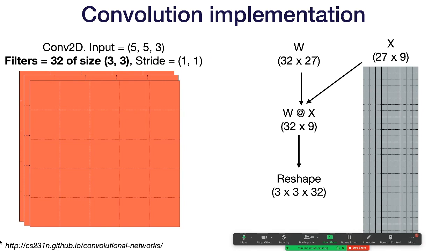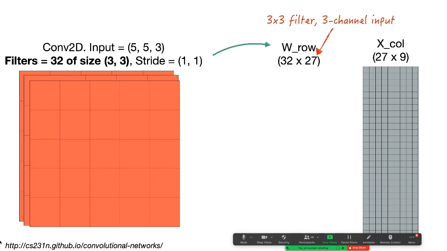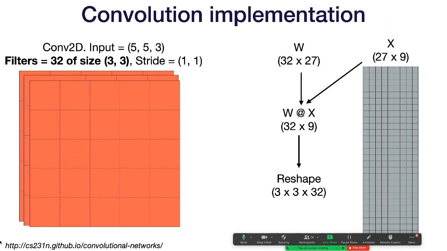And then what we're going to do is take this 27 by 9 matrix, which is all of the extracted patches, and multiply it by this 32 by 27 matrix. Oh yeah, sorry. So we're multiplying it by this matrix, and then the result that we get from that is 32 by 9. And so we're just going to reshape that so it's 3 by 3 by 32.